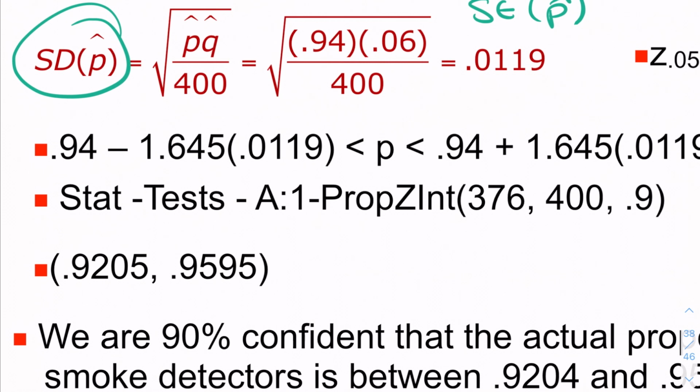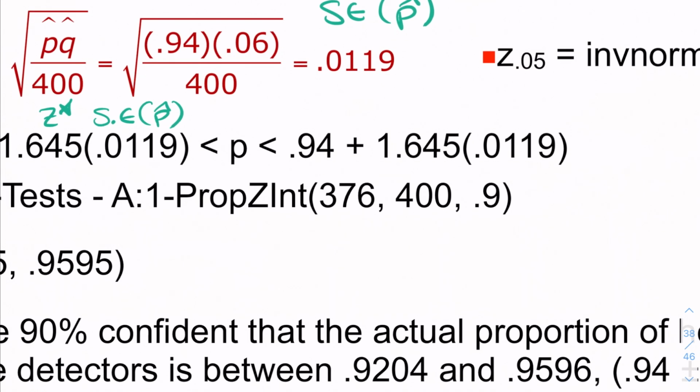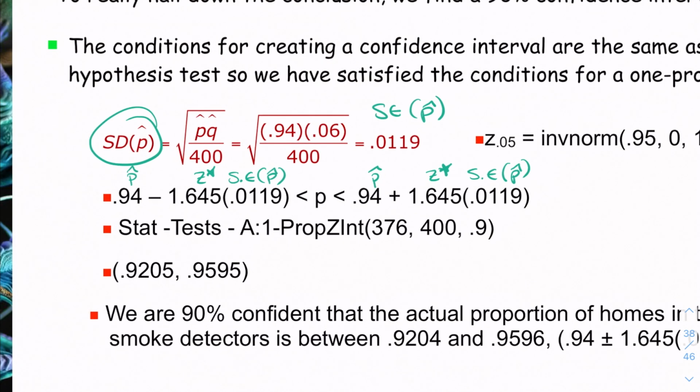So my true population proportion will be 0.94 minus z star times the standard error of our sample proportion, remember, or it will be above that, z star times the standard error of our sample proportion. And this is our p hat.